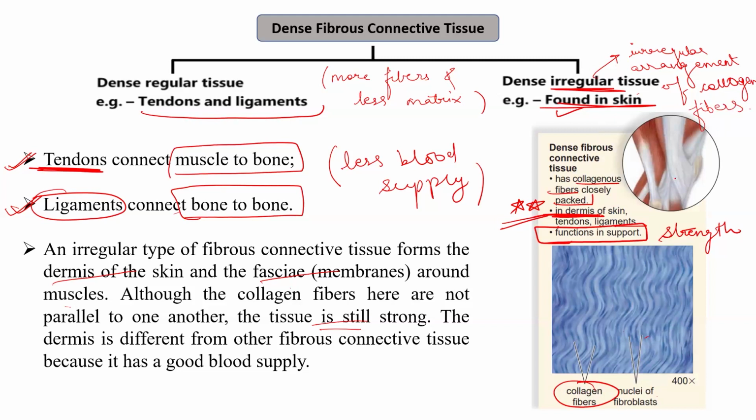So because of the irregular arrangement of collagen fibers, it is known as the irregular type of fibrous connective tissue. It is usually present in the dermis of the skin. It forms the dermis of the skin and the membranes around the muscles. Although the collagen fibers here are not parallel, the tissue is still strong. The dermis is different from other fibrous connective tissue in the sense that it has a good blood supply. As I mentioned, the other fibrous connective tissues have very poor blood supply, except the irregular type of fibrous connective tissue, which has a very good blood supply, and it is present in the dermis of the skin or in the membranes around the muscles.